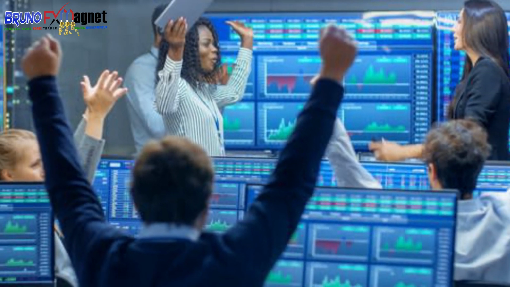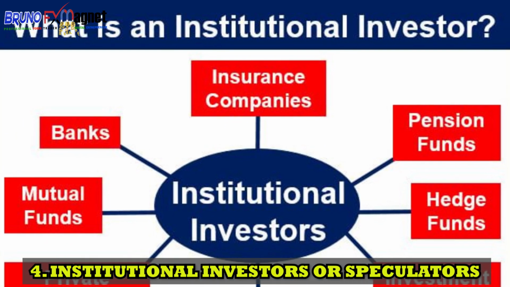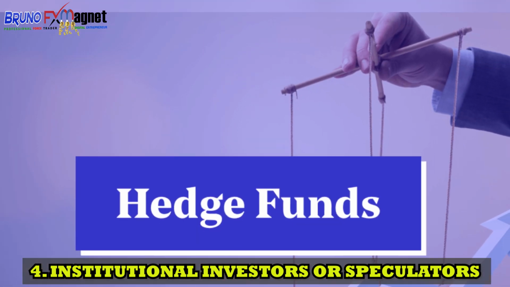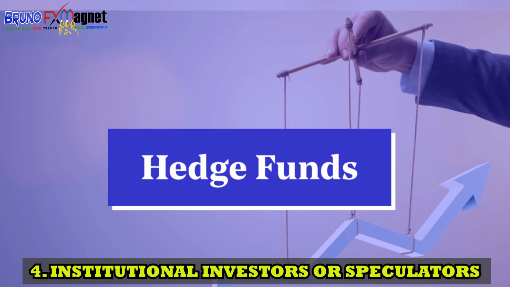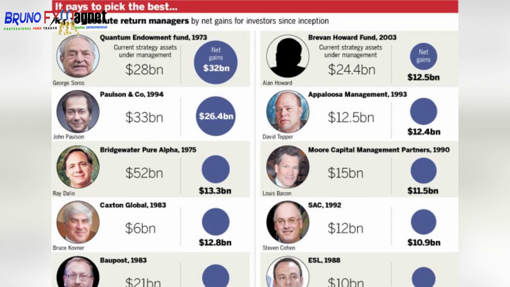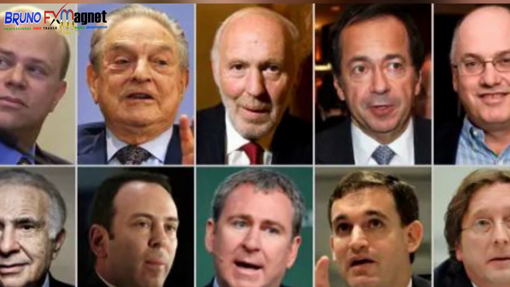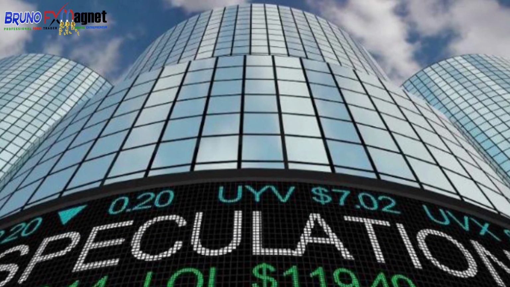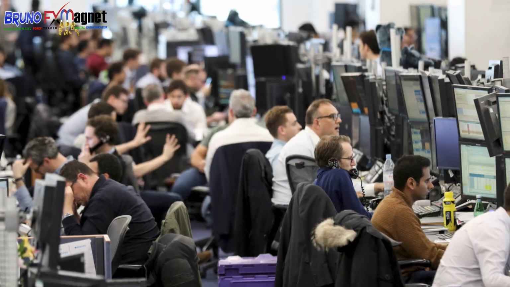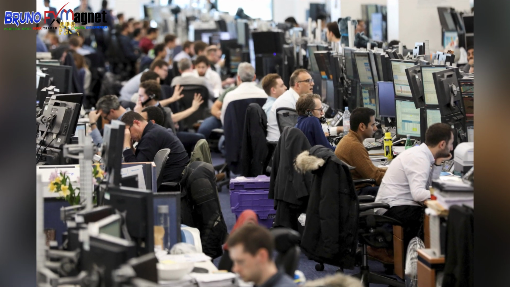At number 4 in forex market players, we find institutional investors or speculators. Institutional investors or speculators include hedge funds, top money managers, and private investment companies. Large hedge funds and investment management companies are capable of moving the forex market with their transactions. These funds employ traders who actively speculate in the forex market and act as clients of large market makers.